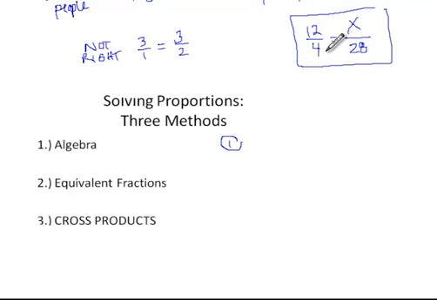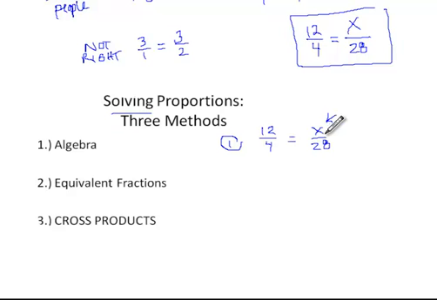If you were looking at this proportion here, I have 12 over 4 is equal to x over 28. And what you do want to realize is that when you're solving equations, solving proportions, what you want to find out or know is your unknown. So we have this variable that represents some sort of value which we don't know, but we want to solve.